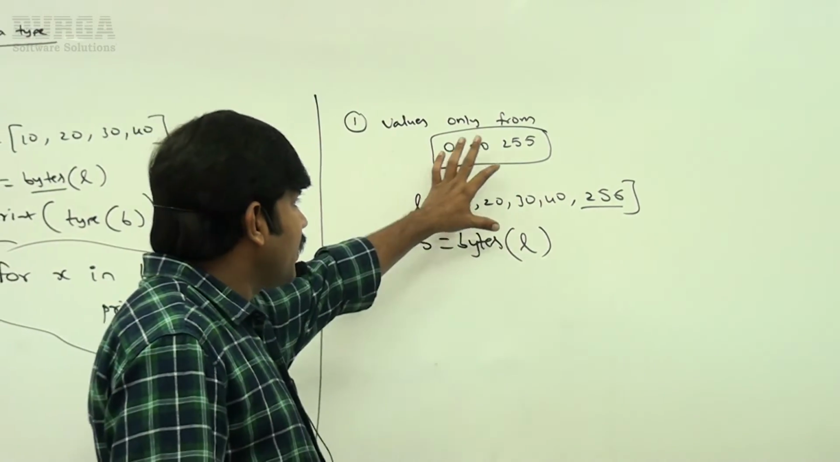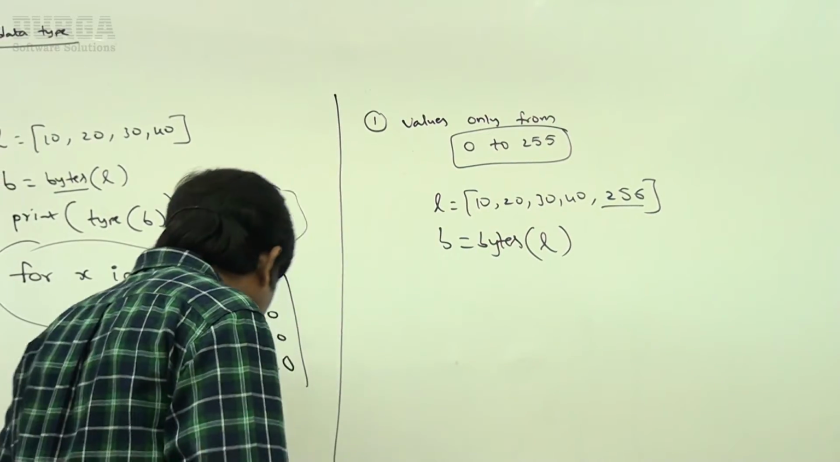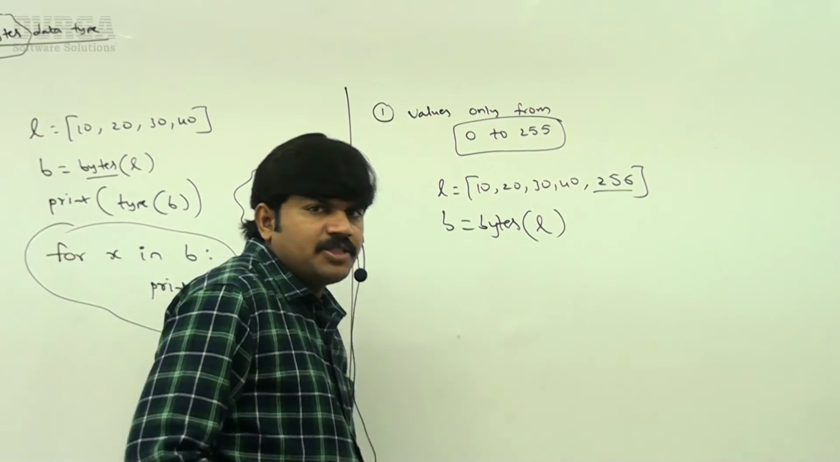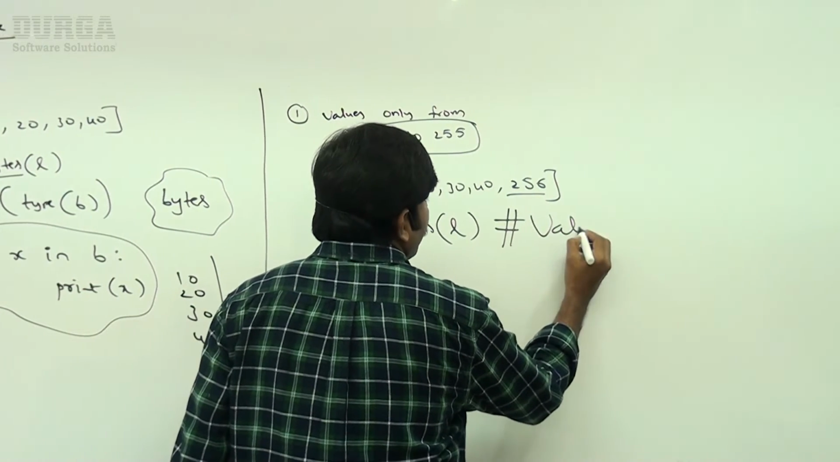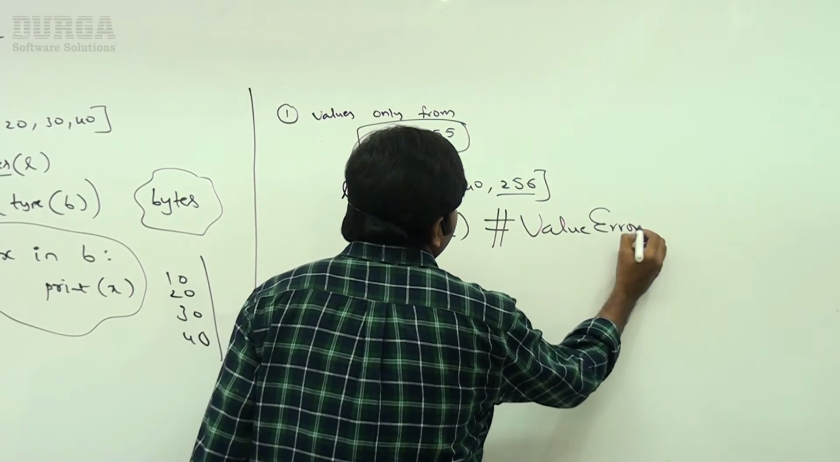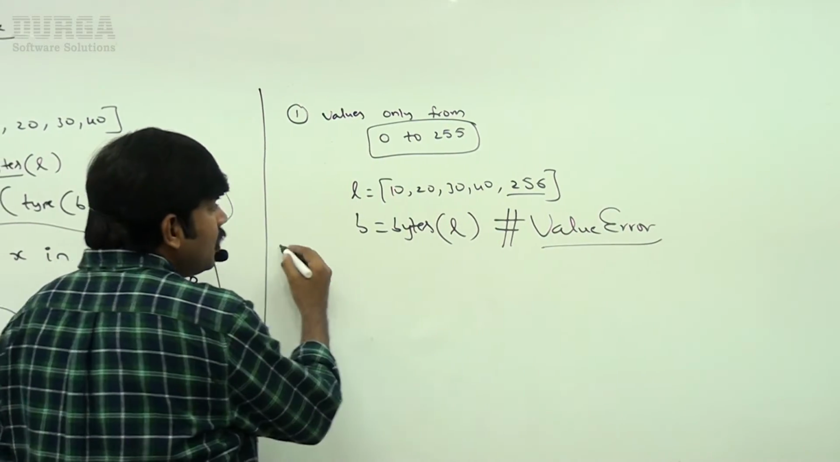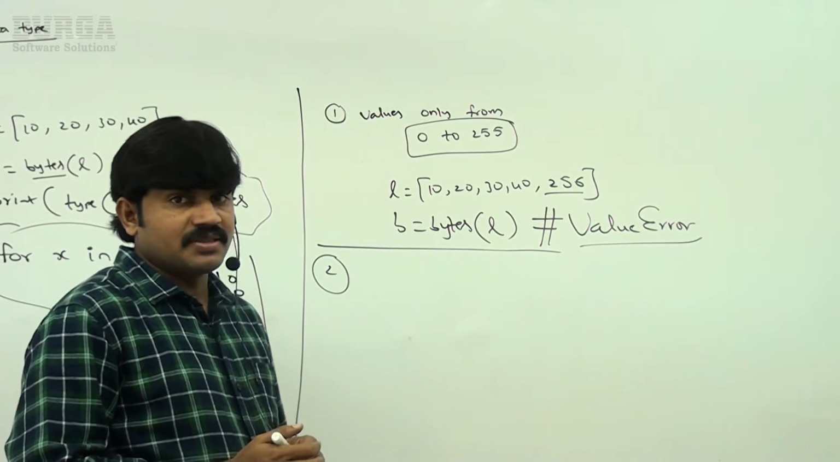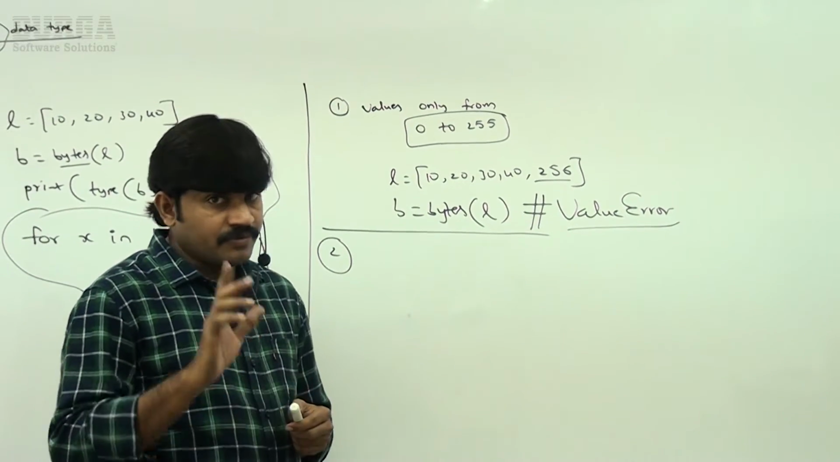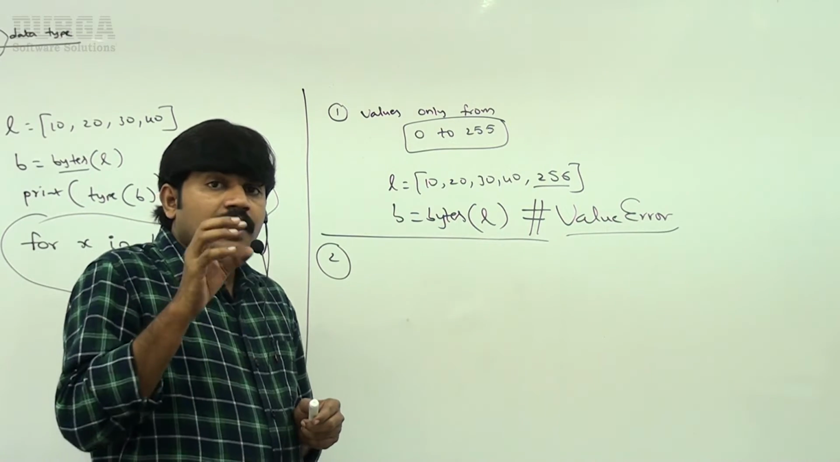Other than that, if you take any other value, which error are we getting? Please spell out which error we are getting. Value error. Okay, value error we are going to get. This is the first conclusion we have. One more conclusion is there about this bytes data type. What is that other conclusion?